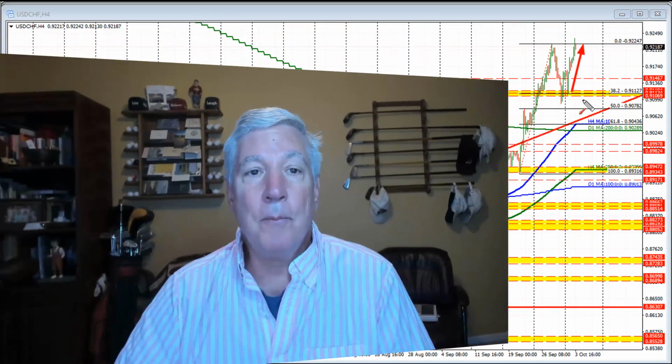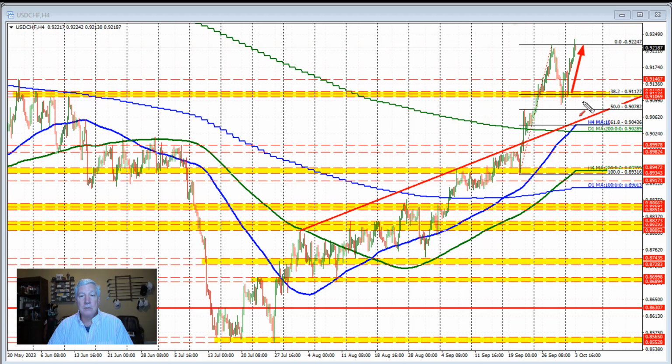I'm going to take a look at the dollar versus Swiss franc. Today's date is October 3rd, 2023. We're helped by lower inflation out of Switzerland, which came in at minus 0.1% for the month. That was less than the 0.0% expected, so good news on the inflation front. The Swiss franc has weakened as a result.